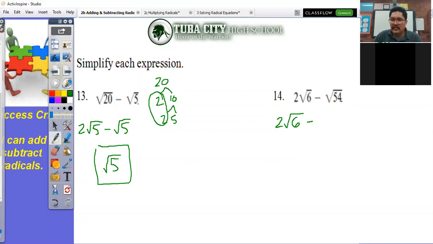So let's go with 2 times, and then 54 divided by 2 would be 27. And now we need to break 27 down. So if it's an even number, it's pretty easy to factor it out because any even number can have a 2 factored out of it. 3 and 9 is what you use to make 27, and 9 is 3 times 3.